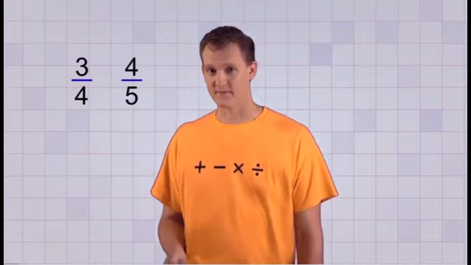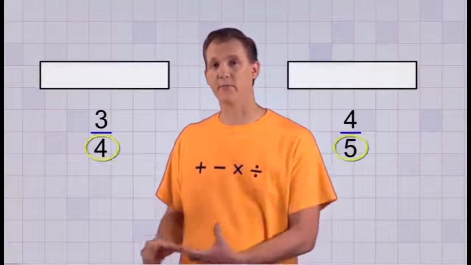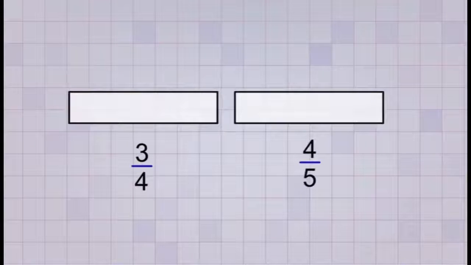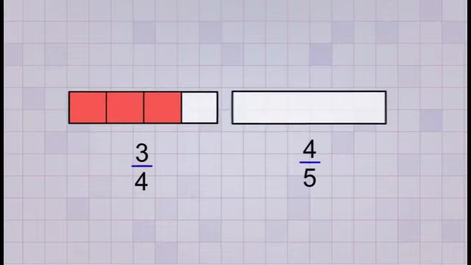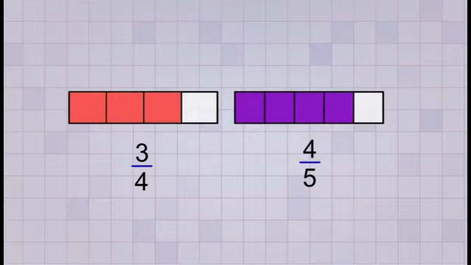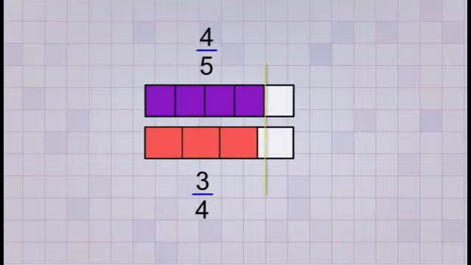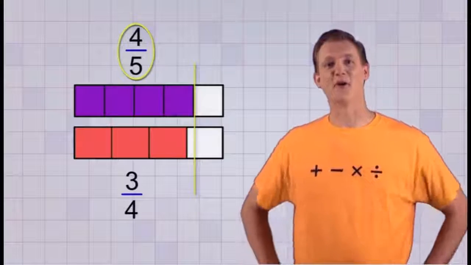Which of these fractions is greater, 3/4 or 4/5? Well, let's start again with 2 rectangles, but this time we need to divide them up differently because the fractions we're comparing have different bottom numbers. The first rectangle will be divided into 4 equal parts, and we'll shade 3 of them to show 3/4. The second rectangle will be divided into 5 equal parts, and we'll shade 4 of them to represent 4/5. Now to compare, all we have to do is see which rectangle is shaded in the most, and that tells us that 4/5 is greater than 3/4. There, that wasn't so hard after all. All right, let's try one more example.